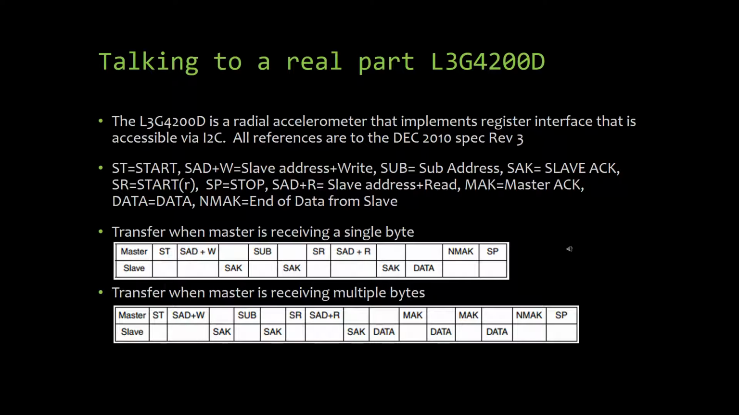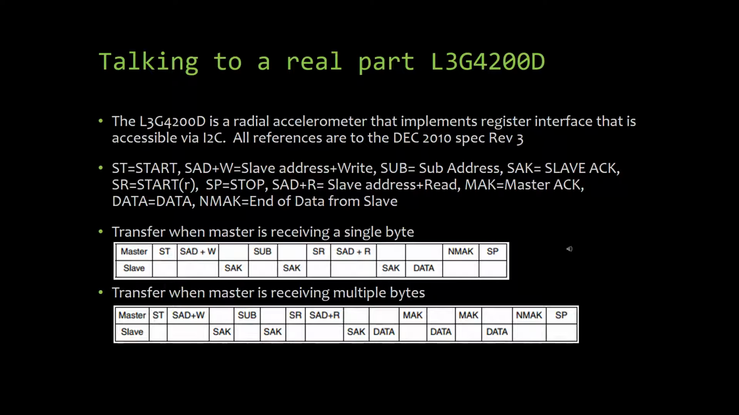Because of the vagaries of hardware and the fact that it's the last byte, the master never sends an acknowledge. The signal's always high, whether the data is correct or not, followed by a stop.